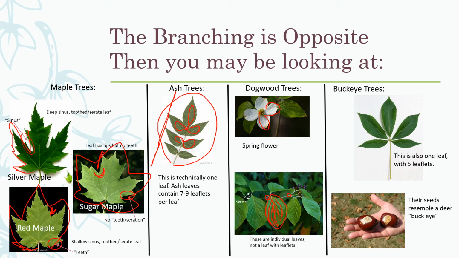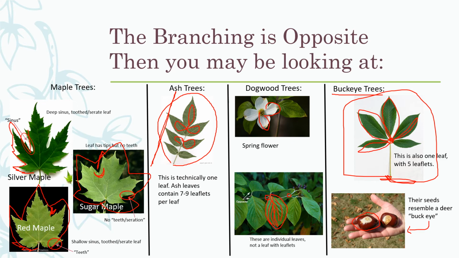All right, and the last very common opposite branching tree that you'll find here in Indiana is the buckeye tree. So this leaf is one entire leaf. It's just got several leaflets coming from a palmate area. So this is a palmately compound leaf with 5 leaflets, all right? And their seeds resemble a deer eye, which is why they're called the buckeye, because their seeds kind of look like a nasty deer eye taken out of a carcass.